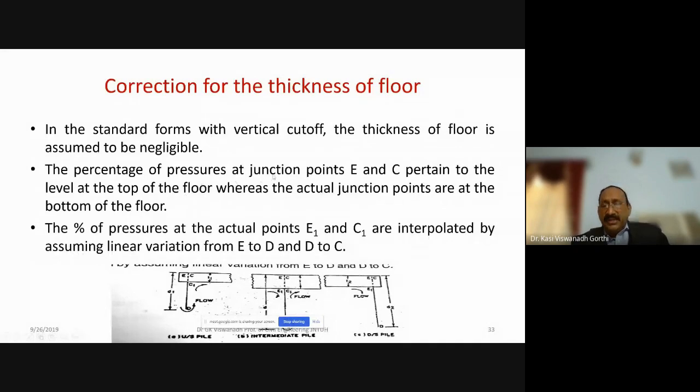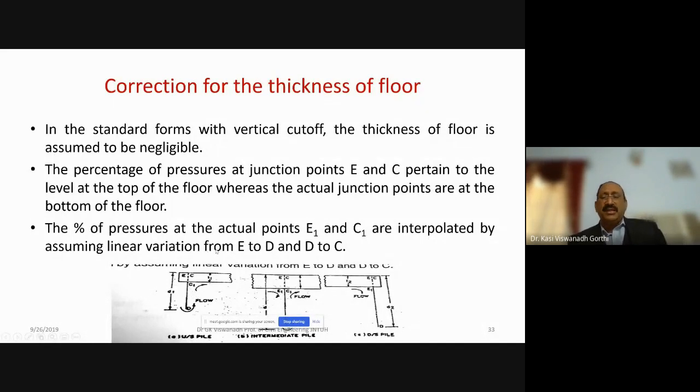So the percentage of pressures at the junction points E and C pertain to the level at the top of the floor. You see here, this is the thickness of the horizontal floor, and you have a vertical cutoff. For simple calculations, E is the junction point at the top of the floor. Similarly, C is also at the top of the floor. But in actual practice, the actual junction is C1 in the figure.